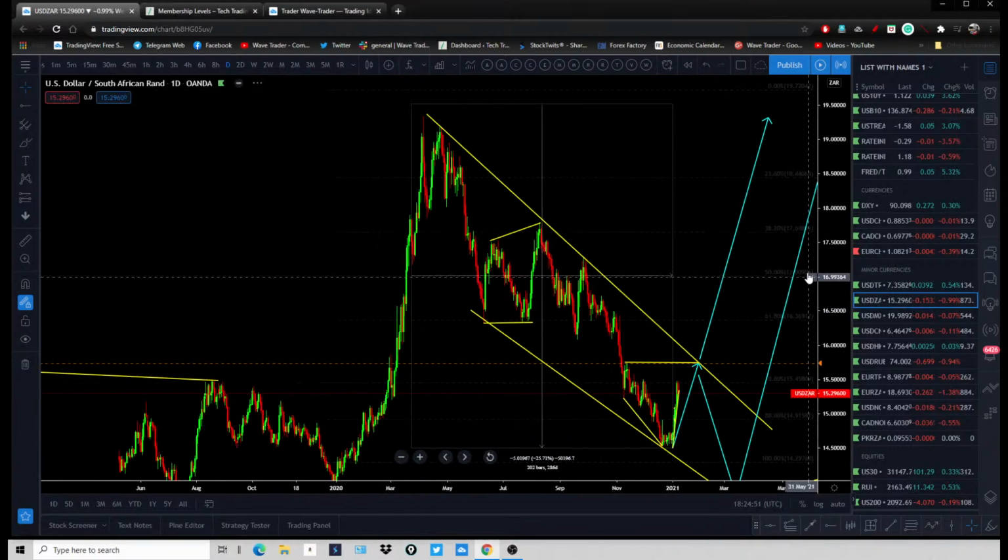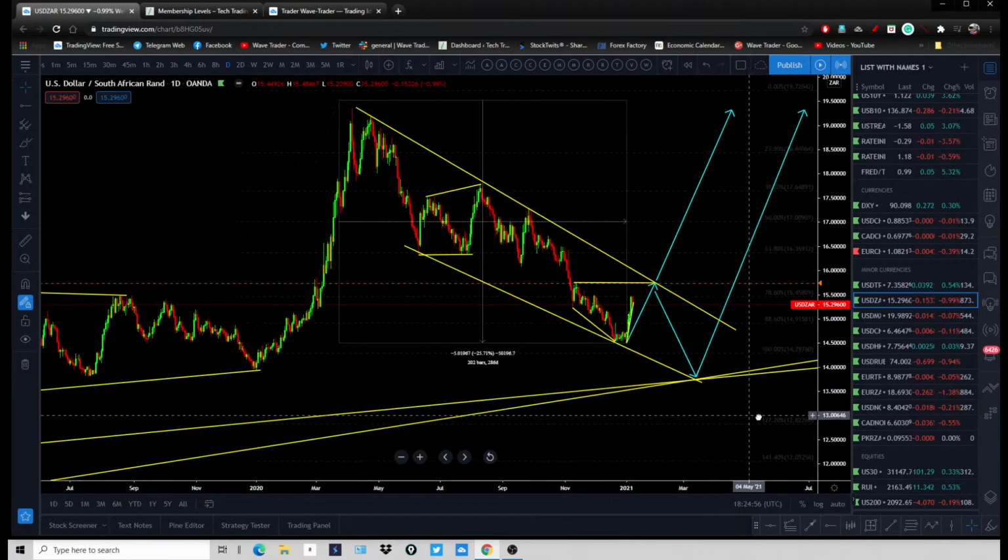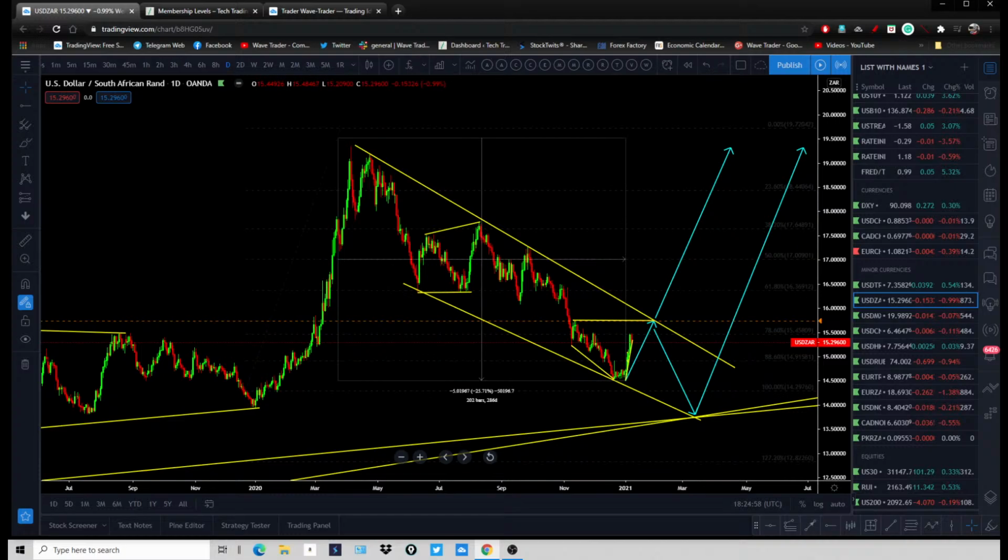So dollar rand, okay, dollar rand is also in the same shape. So setting up for a next leg. But yes, it can take a lot of time to go in that direction, back to that top. Yeah, possibly another recession. So that's not there yet.